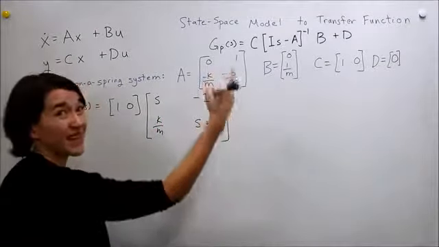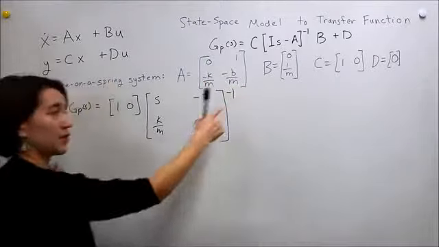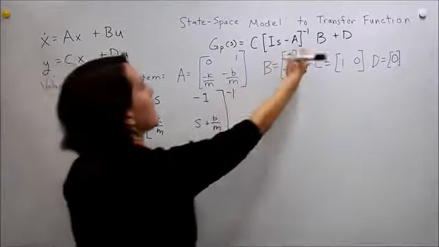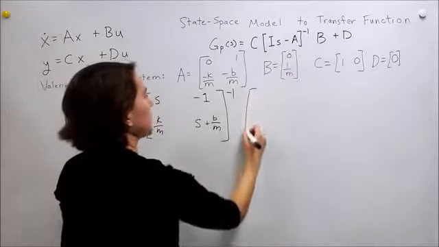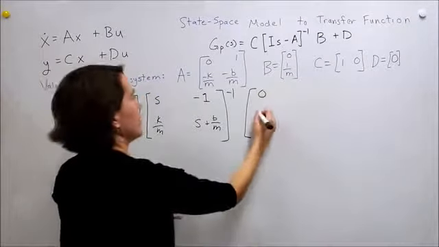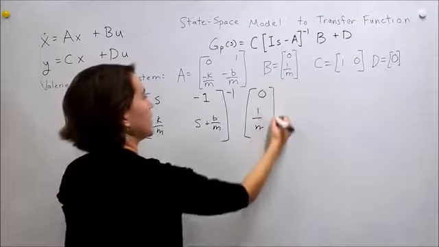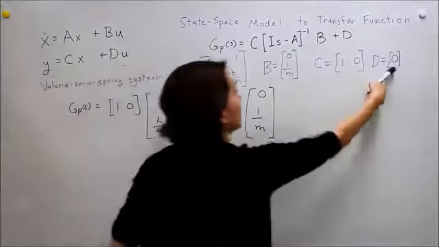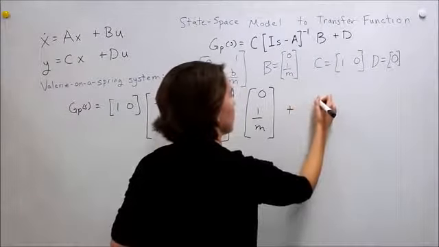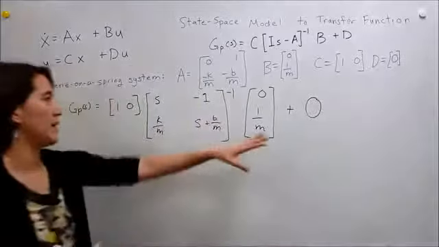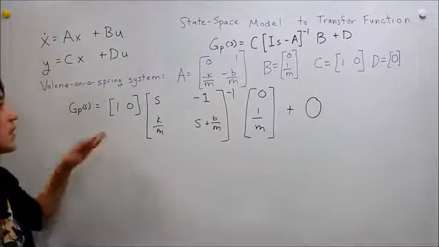Okay, and then we still have to take the inverse of this, but we will just write it like that for now. And then B will be [0, 1 over M] here. And then plus D, our D is 0. So that is our expression written out.